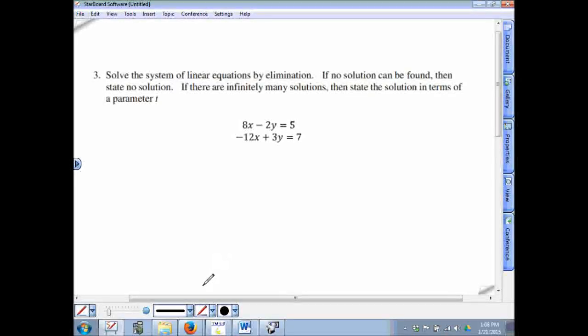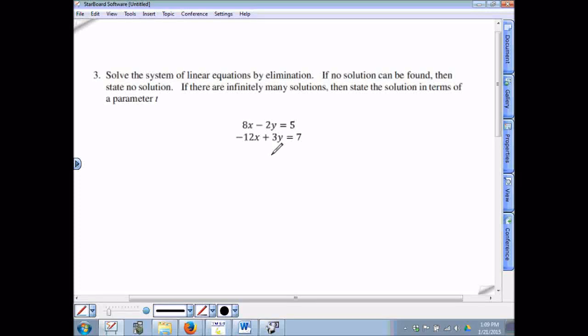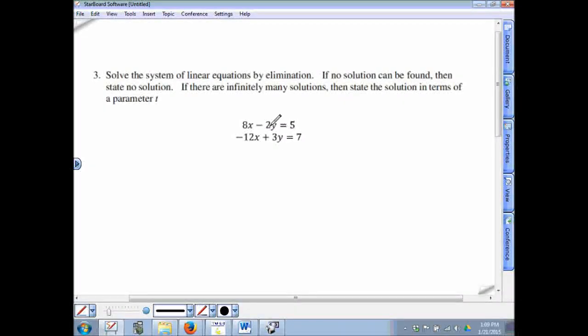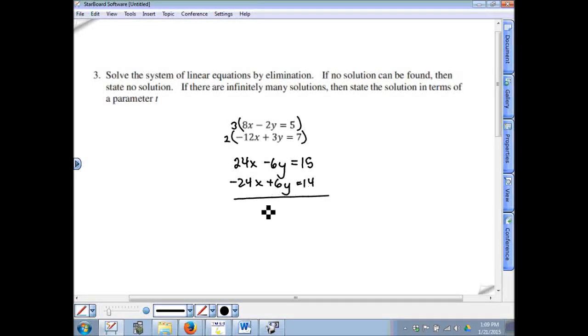Same type of thing. This one's a little bit easier to solve because it only has two equations, two variables. We want to try to eliminate one of the variables. I'm going to try to eliminate y. So I'm going to multiply this top one by 3, bottom one by 2. We're going to get 24x minus 6y equals 15. Negative 24x plus 6y equals 14.